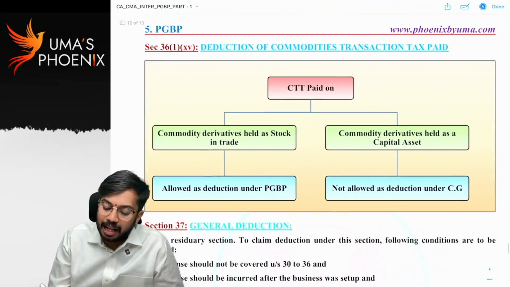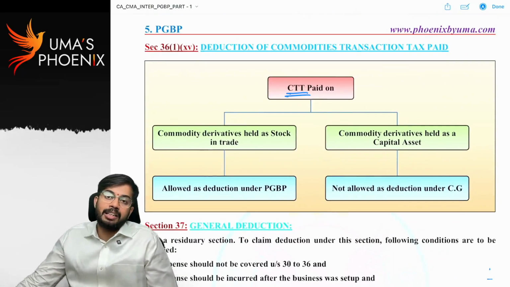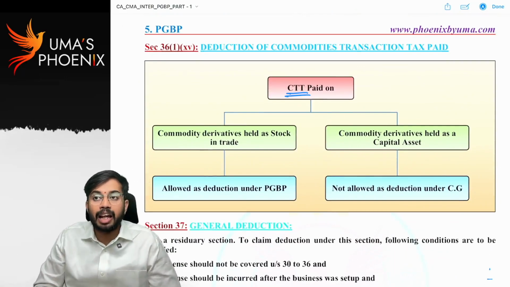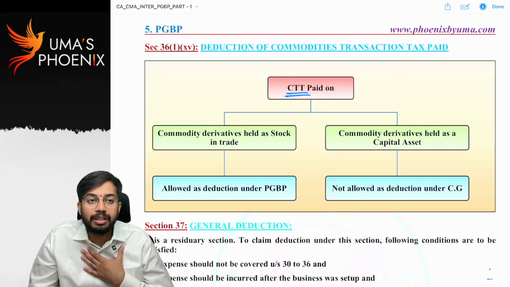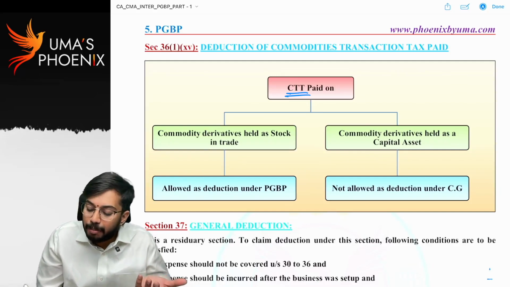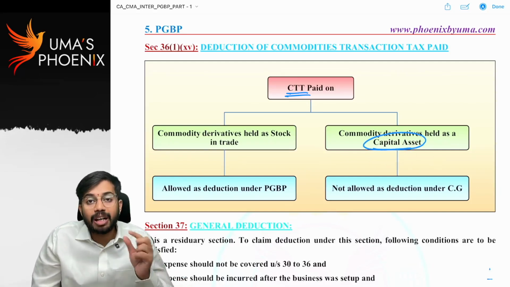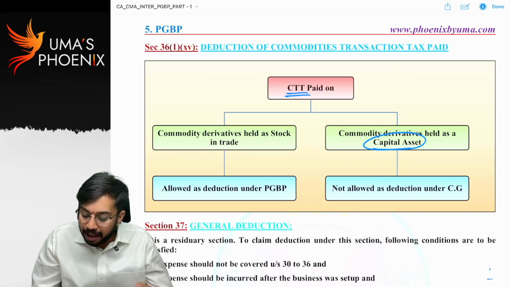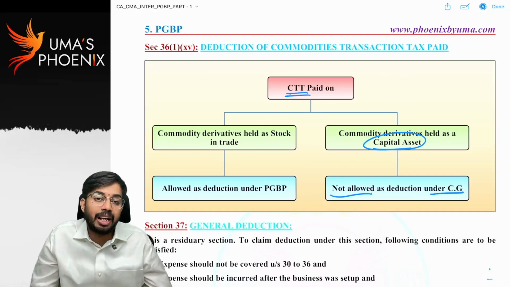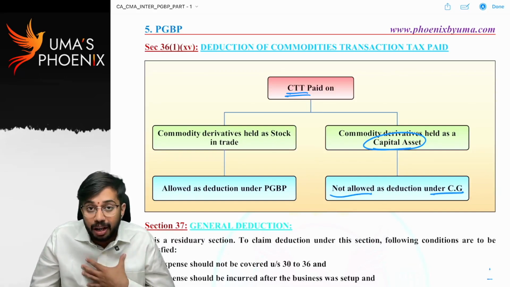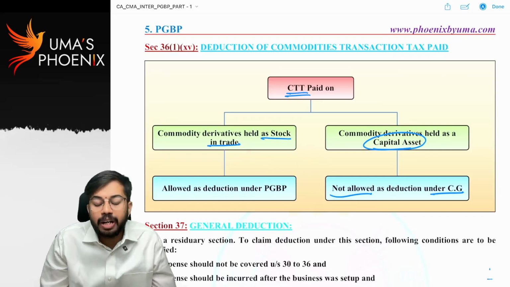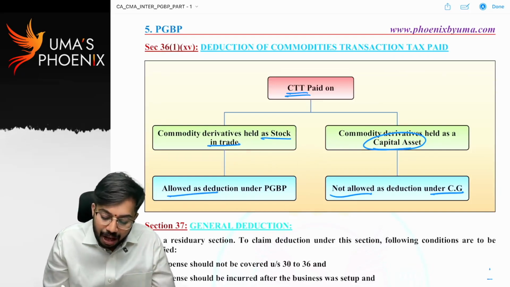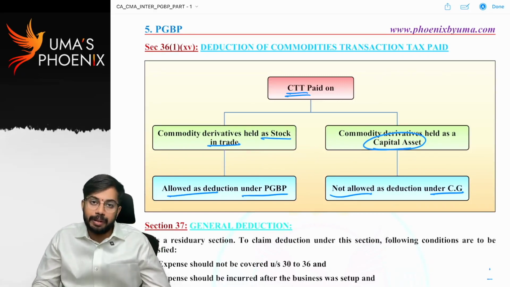Next, commodities transaction tax. Generally, commodities transaction tax is required to be paid at the time of transfer of commodity derivatives. I am holding commodity derivatives as capital asset. If I hold commodity derivatives as capital asset, whatever the commodity transaction tax that I am paying, that is not allowed as deduction under the head capital gains. But if I am holding commodity derivatives as stock in trade, then whatever the commodity transaction tax is there, that is allowed as deduction under the head PGBP. Is it clear?